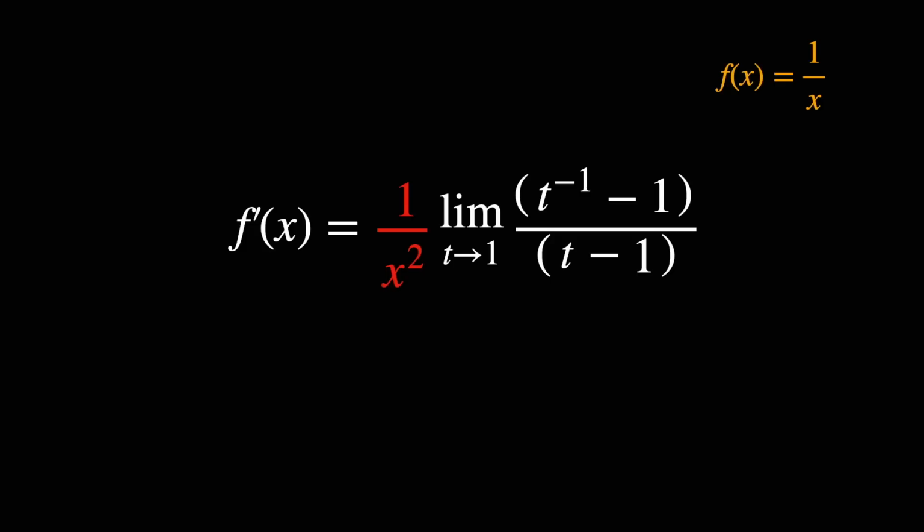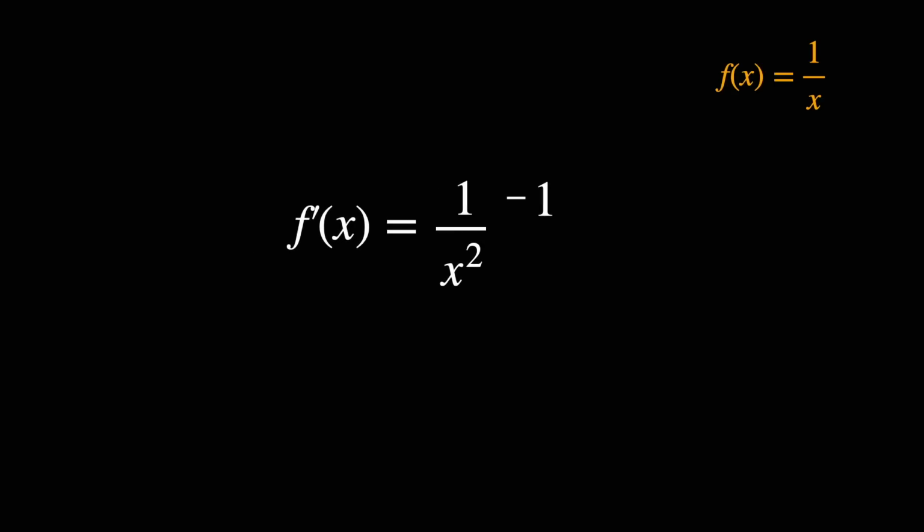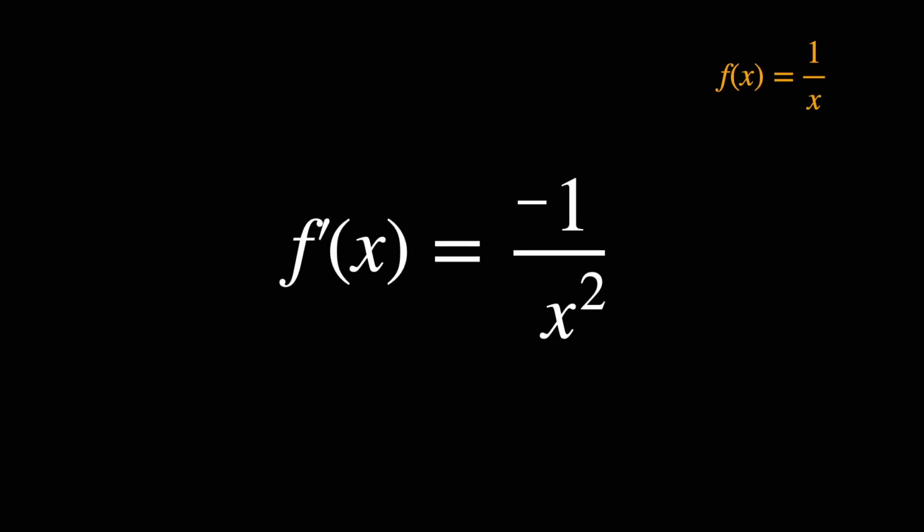Now evaluating the limit itself is pretty straightforward. We can just multiply by a t in the numerator and denominator, distribute, cancel the t's. We can factor out a negative out of that numerator, and now we see that the t minus 1's cancel, and I can plug in t equals 1. So we have a coefficient of negative 1, and again, our derivative is negative 1 over x squared. Again, we get the form of the derivative right away, and we avoid some of the messier algebra that comes up with using the first definition.